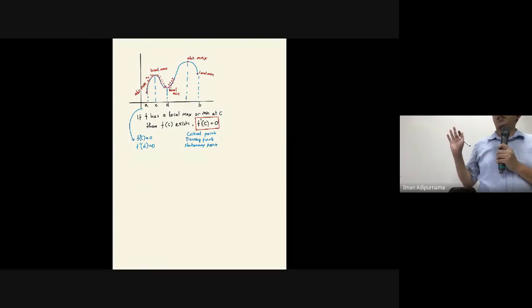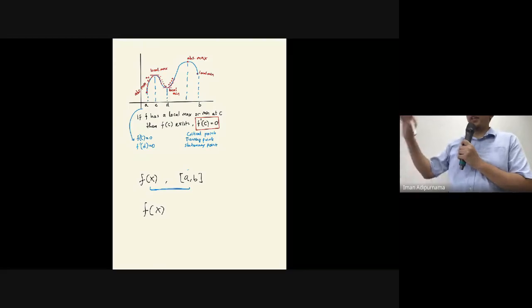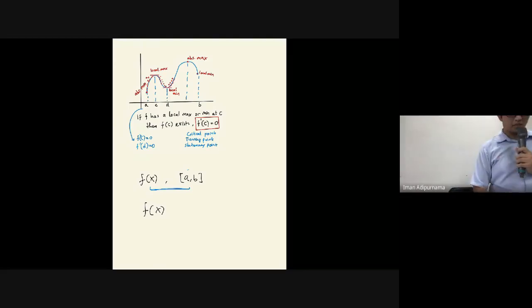So in the graph, you need to see if you have a function with some interval, then you just need to observe the function on this interval. But if you have general functions without a specific interval, you also need to consider the domain. So always consider the domain.